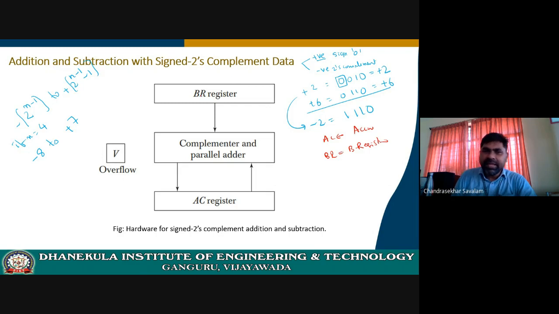BR means B register. The bit length may be 8-bit, 16-bit, or 32-bit, depending upon the hardware requirement. So the first task: if you want to add A and B, A plus B, you can take A directly from here. A plus B, the result is stored in AC, AC plus BR. The result is stored in AC, first step.